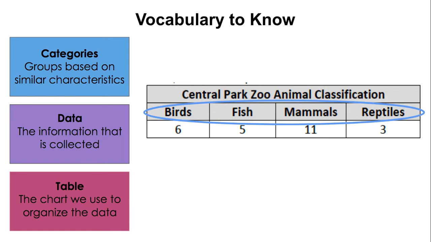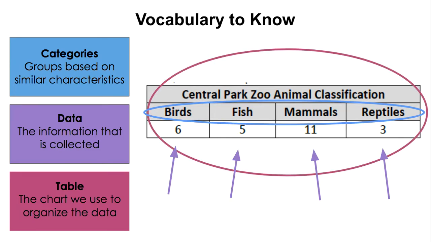The second piece of information is data, or data, however you want to say it. Data is information that is collected. So whoever made this table went to Central Park Zoo and saw 6 birds, 5 fish, 11 mammals, and 3 reptiles. That is their data. The organizer for all of that is called a table, not the table you eat breakfast, lunch, and dinner at, but a table that houses information. So categories, data, and table. If you have your DCPS packet, we're going to jump into the new learning section together.